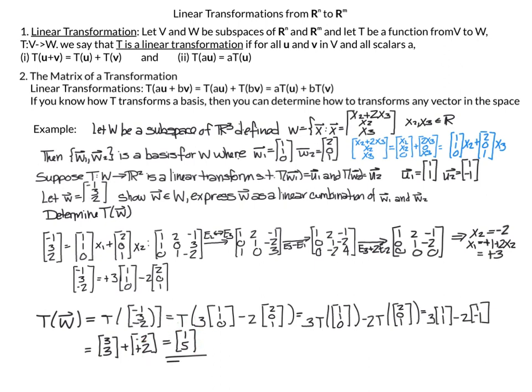And the big takeaway is if you know how T transforms a basis, then you can determine how T transforms any vector in the space. Essentially because, one, you can rewrite your vector as a linear combination of the basis, and then two, if it's a linear transformation, you can use this property here to finally calculate the transformation of T on any vector W.